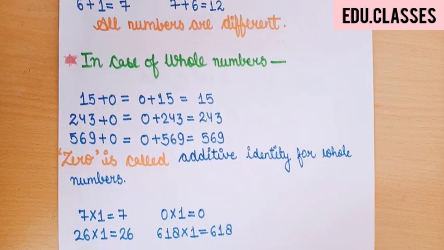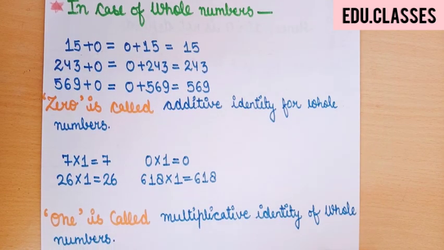Now come to the next examples. When we multiply any number with 1, what happens? Now I have taken some examples. 7 into 1 equals 7, 0 into 1 equals 0, and these two examples are also giving the same number.